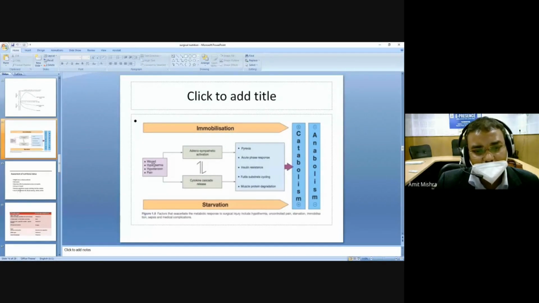Then the patient also has hypothermia, as in a trauma patient, and hypotension because of severe loss of blood or body fluid, and the patient also has pain. If the pain is there, the patient undergoes the catabolic phase, with sympathetic activation and cytokine release. The pro-inflammatory phase is there. We'll find it in the form of pyrexia, the acute phase response, like systemic inflammatory response syndrome. Insulin resistance is there.